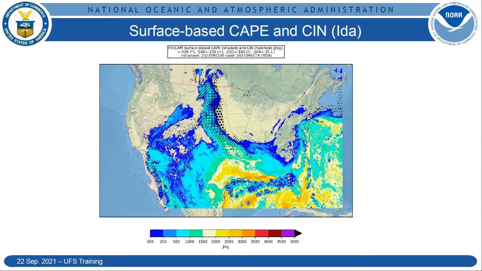So this is just kind of a unique way of getting CAPE and SIN to appear on the same plot. However, if the SIN hatching is a little distracting, you can easily remove that and just have the CAPE. Or if you wanted to color fill SIN and not have CAPE, that's also a possibility as well. So this was just a way to have both on the same plot.